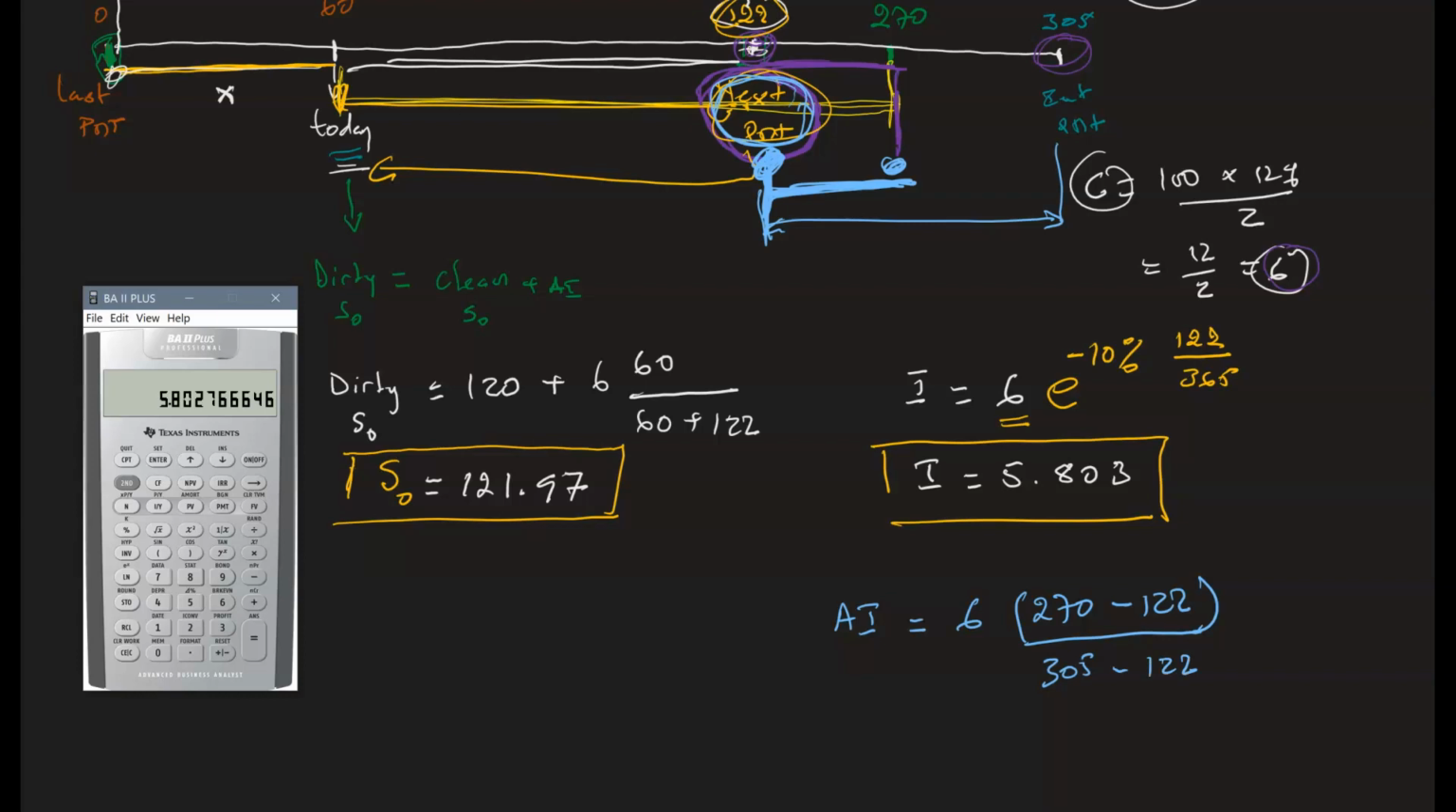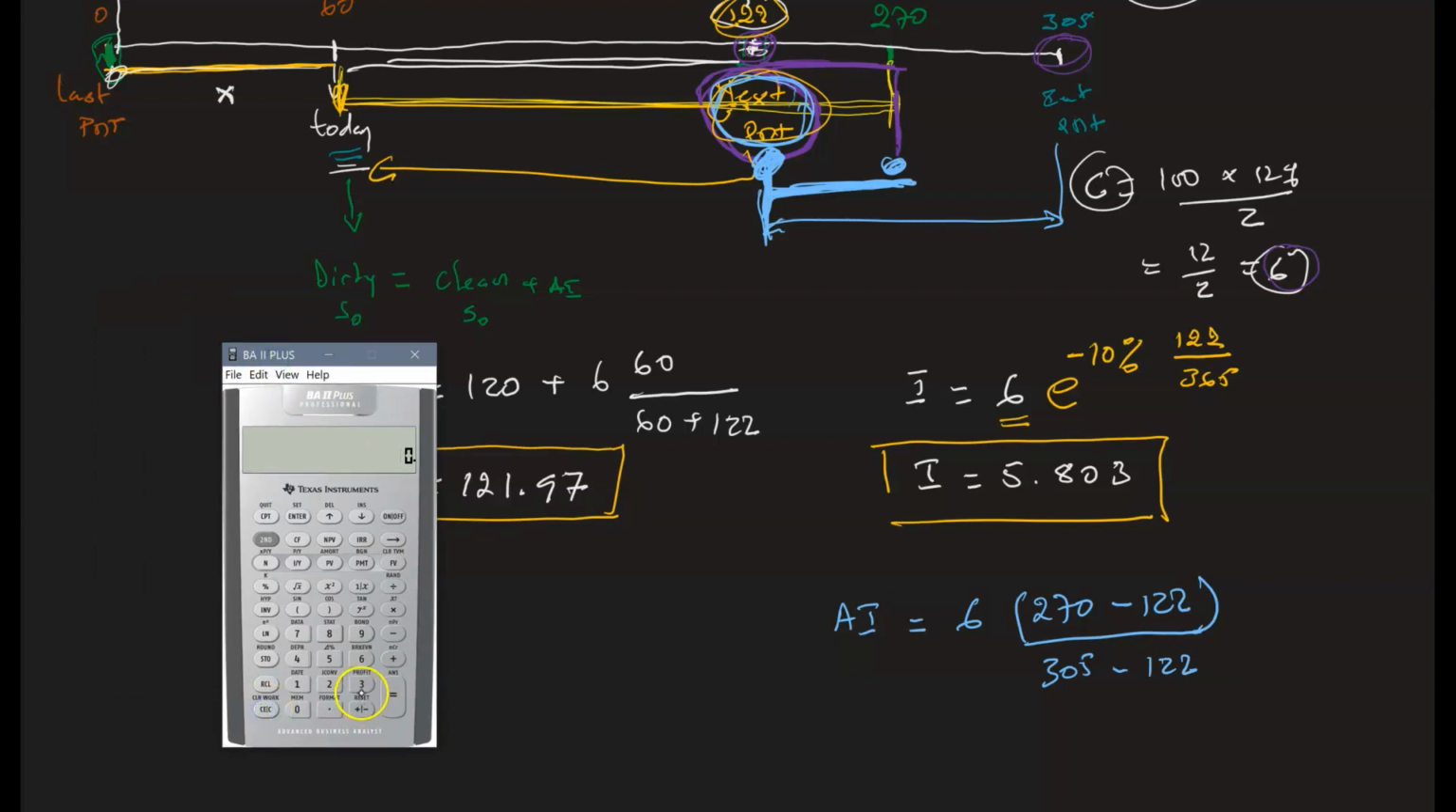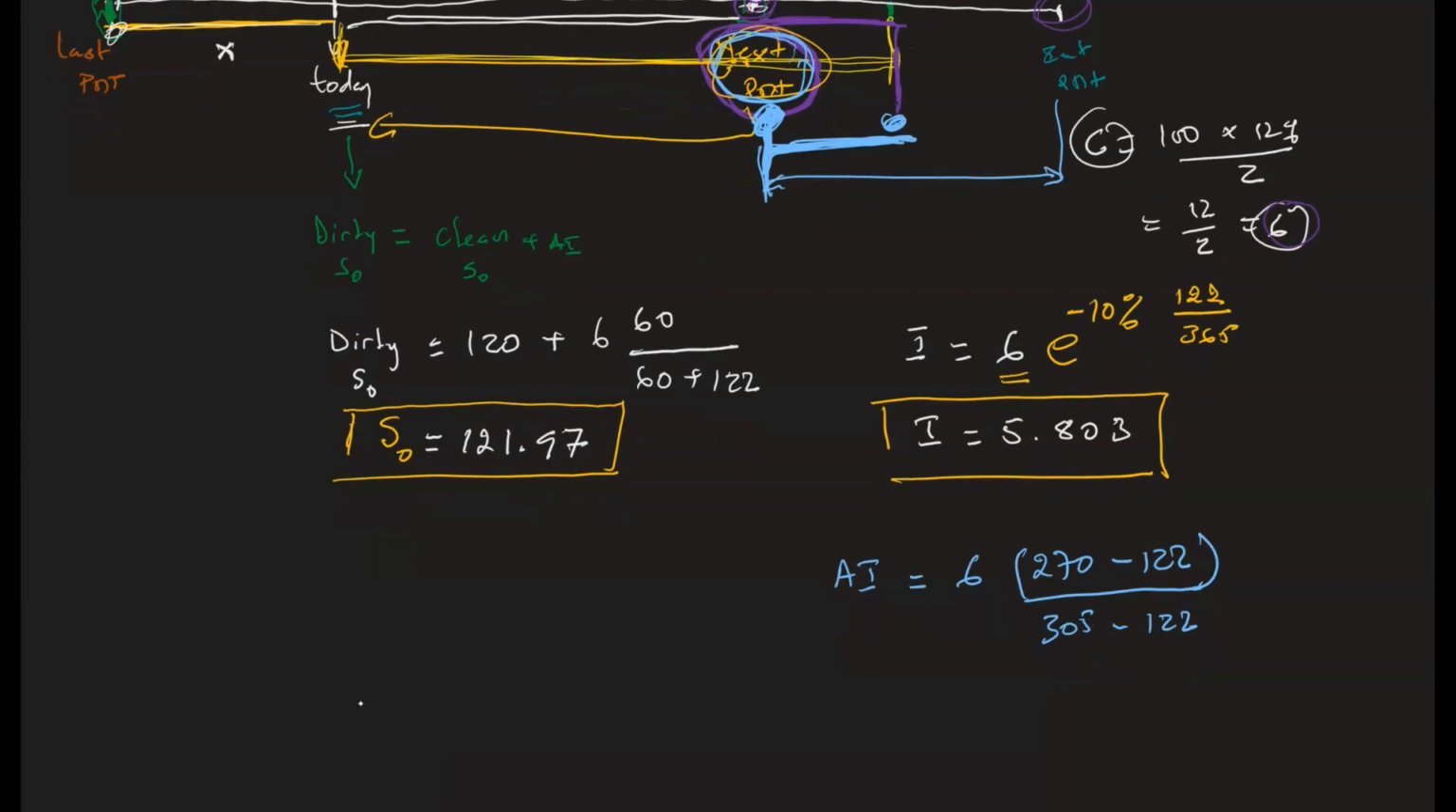All right, so let's do just that. We're going to do 305 minus 122 equal, that's 183. We take the inverse of that. We're going to multiply that by, we open parenthesis, we do 270 minus 122, close parenthesis, that's 148 equal, and then we multiply that by 6. So the accrued interest over that period is going to be $4.85. So this is going to be $4.85.